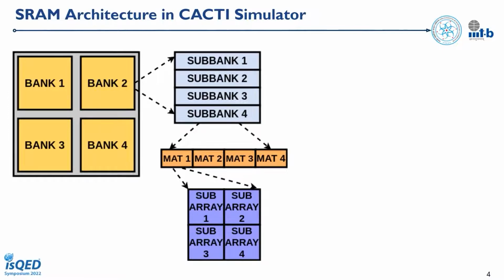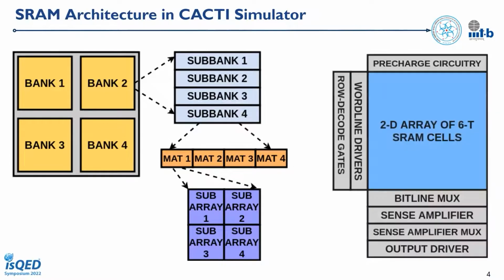Each subbank is composed of multiple identical mats, and all the mats in the subbank are activated during the access, with each mat holding a part of the access word in the bank. Also, each mat itself is a self-contained memory structure composed of 4 identical subarrays and associated pre-decoding logic. Each subarray is a 2D matrix of memory cells and associated peripheral circuitry as shown in this figure.